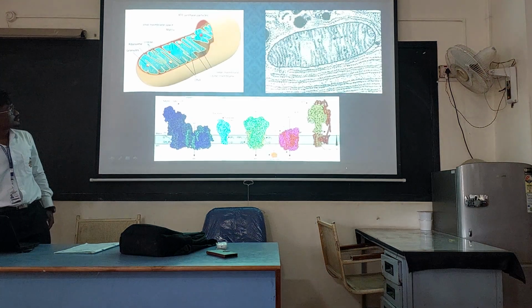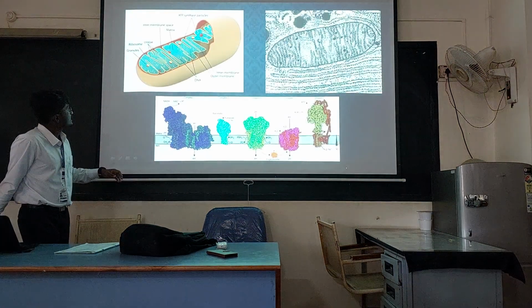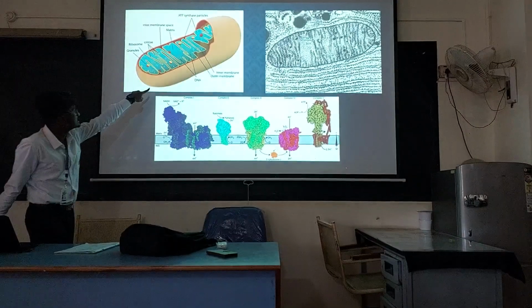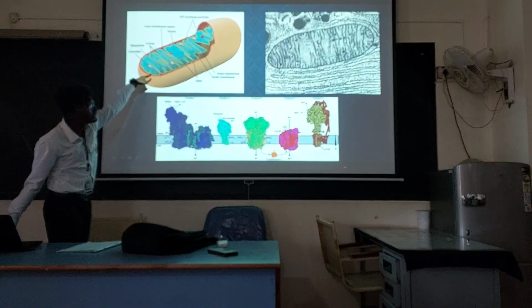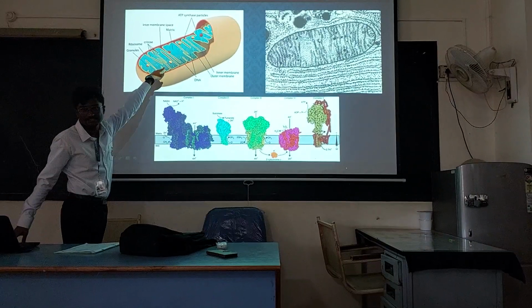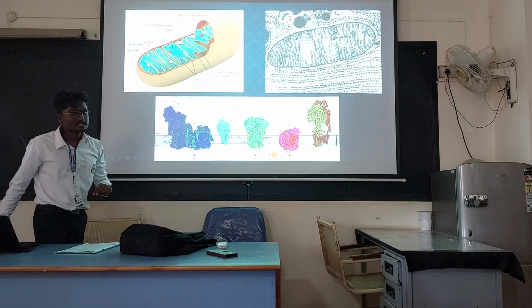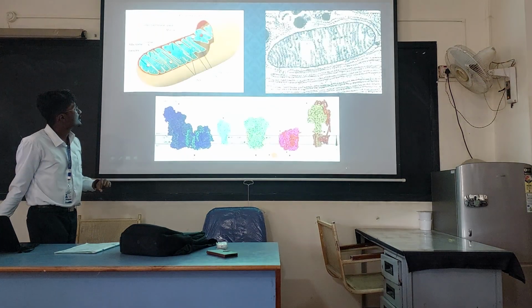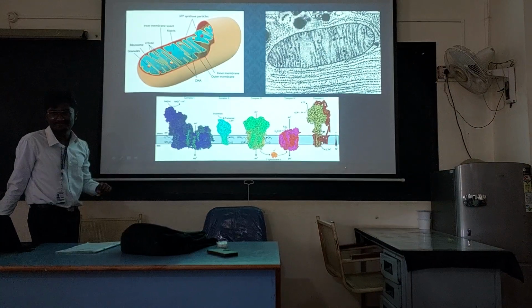Then we will go to the structure of the mitochondria. In mitochondria, there are 2 membranes, one is the outer membrane and the other the inner membrane. The inner membrane has foldings like this, as you can see. Those foldings are called cisternae.